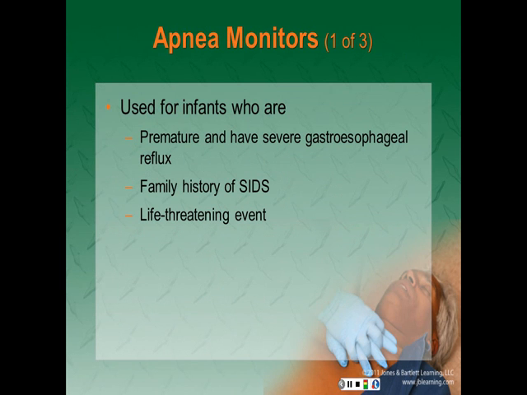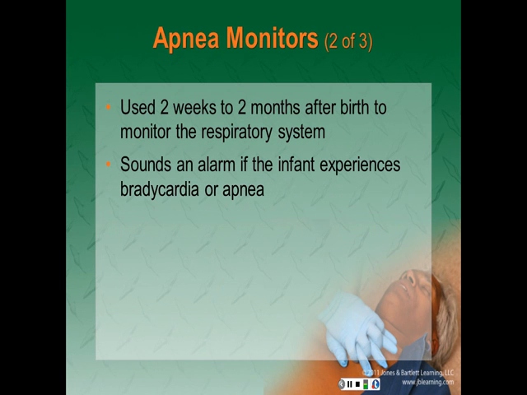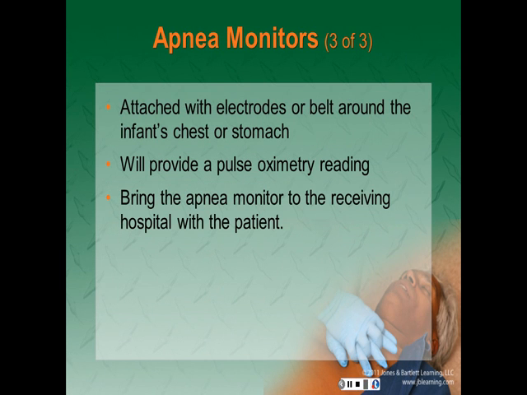Apnea monitors are used for infants who have been born prematurely and have severe gastroesophageal reflux that causes choking episodes. They may also have a family history of sudden infant death syndrome or have experienced a previous ALTE, or apparent life-threatening event. Generally, they're used for 2 weeks to 2 months after birth to monitor the respiratory system, and the monitor sounds an alarm if the infant experiences bradycardia or apnea.